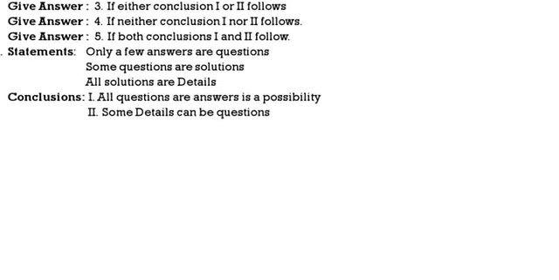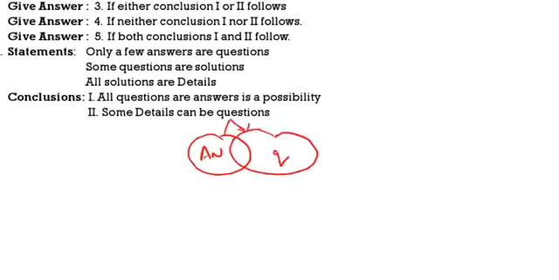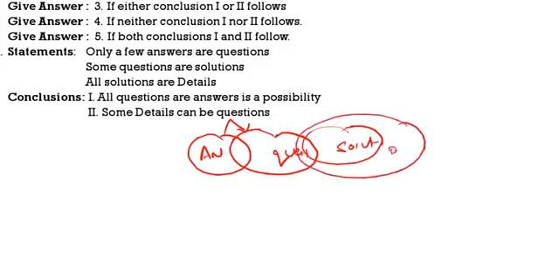See the next one. Only few answers are questions. This is questions. Then some questions are solutions. Then all solutions are details. All questions are answers is a possibility. Some details can be questions. Some details are questions. Definitely follows. Can be indicates the possibility. Here you should not take it as a possibility.